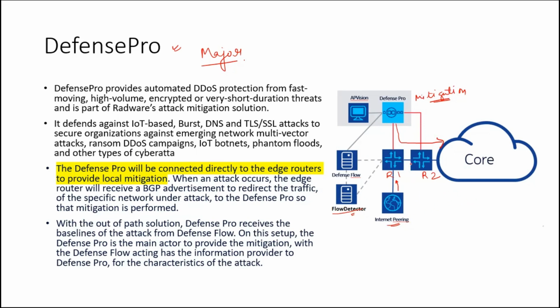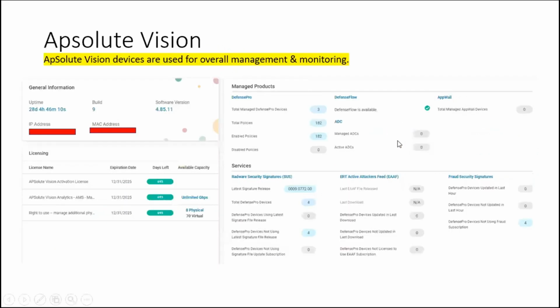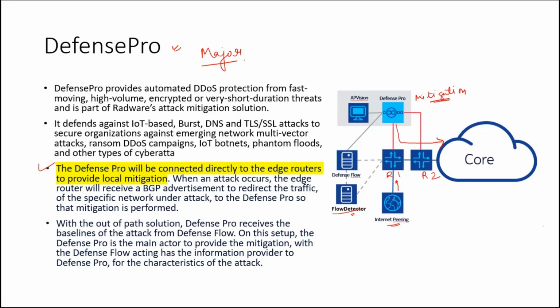So this is basically the example which I have given, and this type of example is there with many operators, and many companies are following this kind of topology. Okay. So one more thing I just want to tell you. Defense Pro will be connected directly to the edge routers to provide the local mitigation. So whenever the attack occurs, the edge router will just receive a BGP advertisement to redirect the traffic of the specific network under attack to the Defense Pro so that the mitigation is performed. So with the help of the BGP advertisements, the redirection, the traffic diversion would occur. Okay. So BGP is used in many such cases for the traffic diversion.